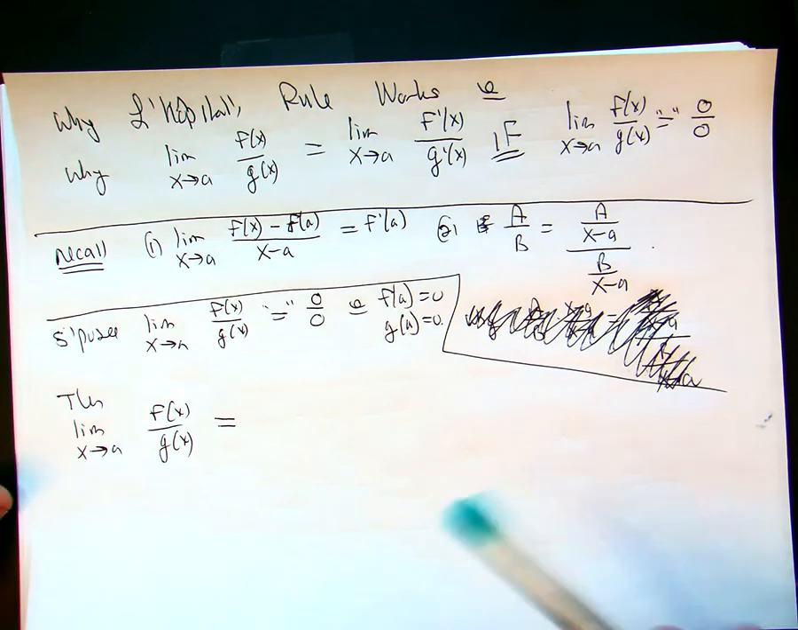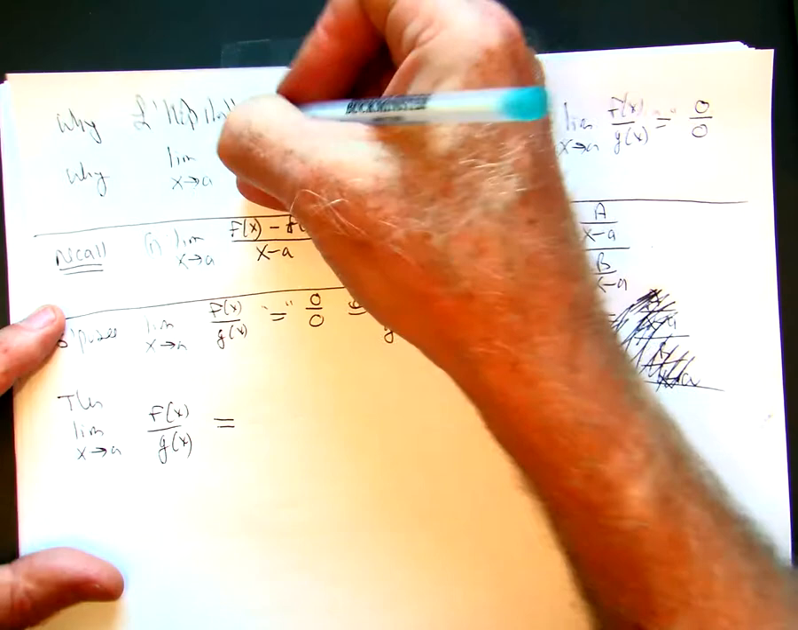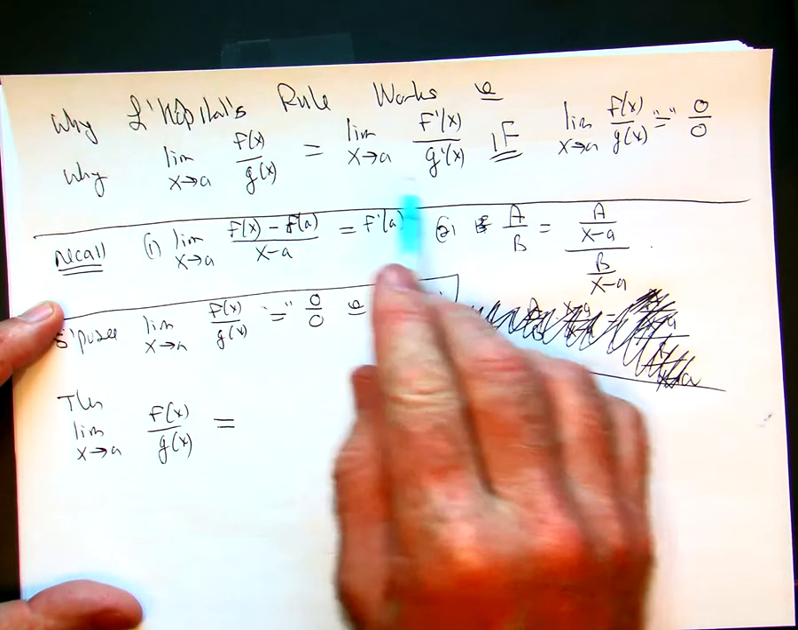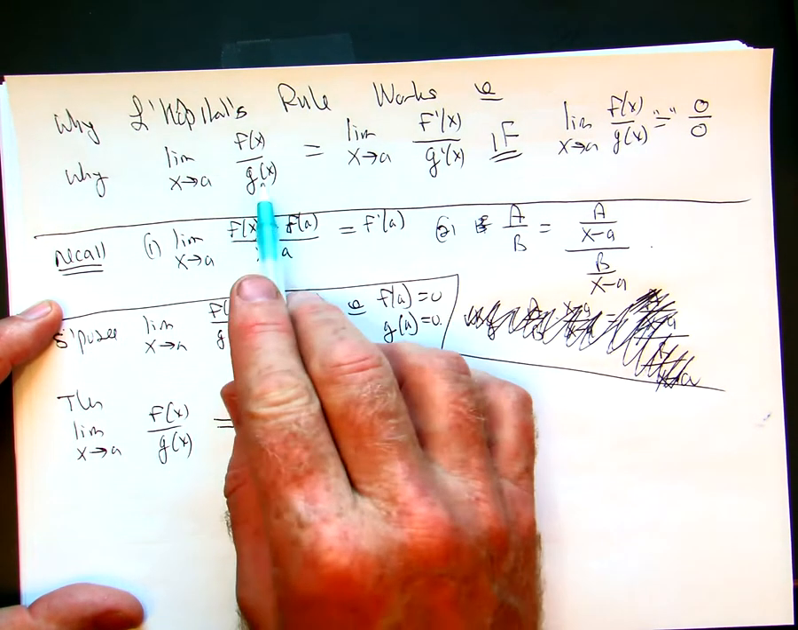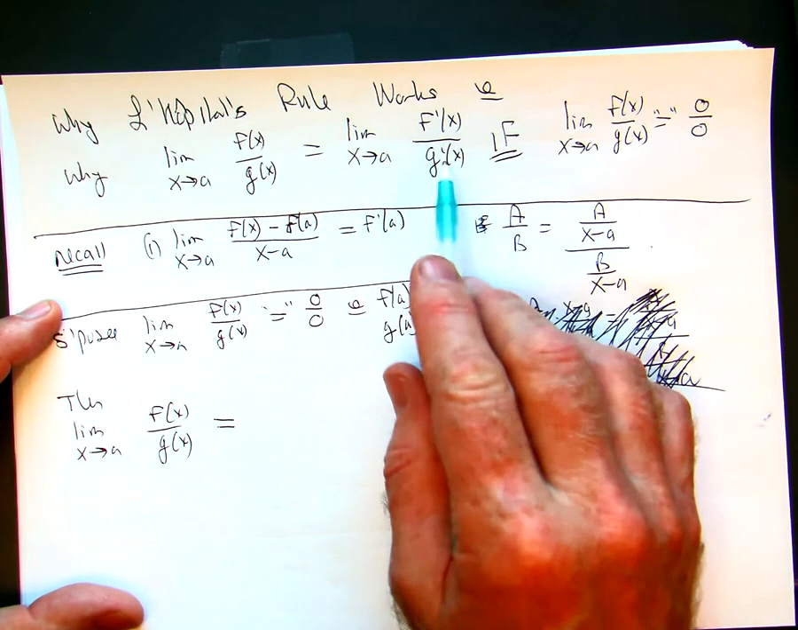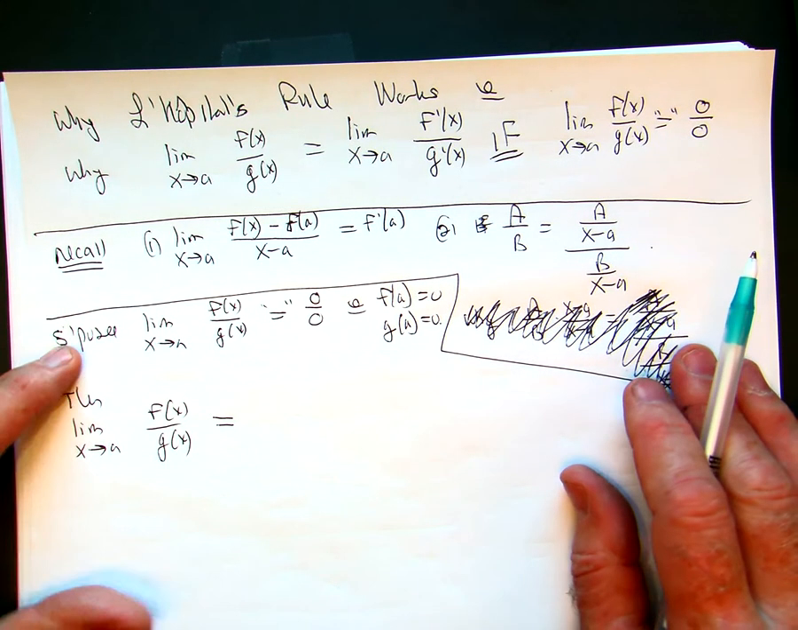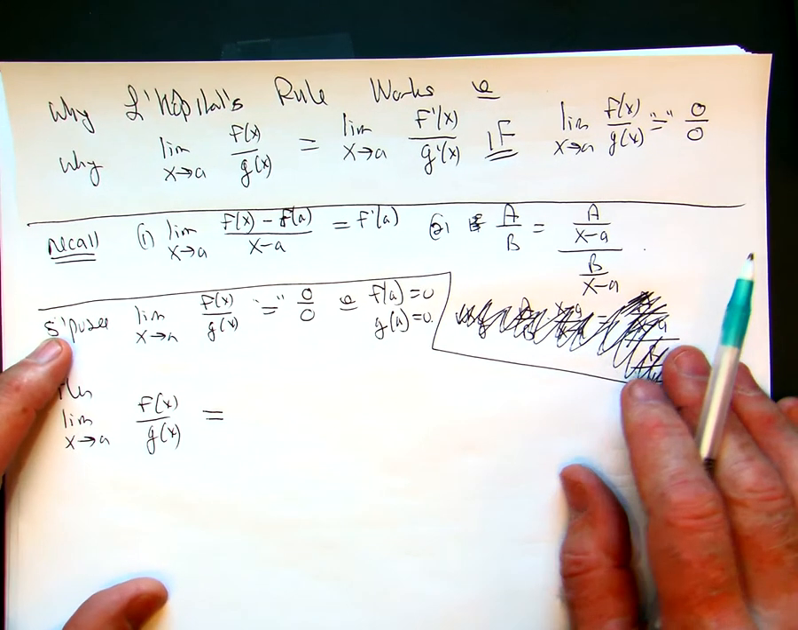I want to show why L'Hopital's rule works. In other words, the limit of f over g as x goes to a equals the limit of f prime over g prime, if these two limits are equal to 0. There's two things you need to know to understand this, just to remind you.